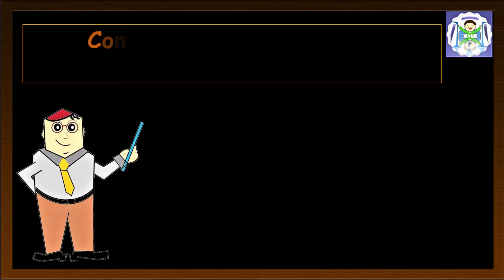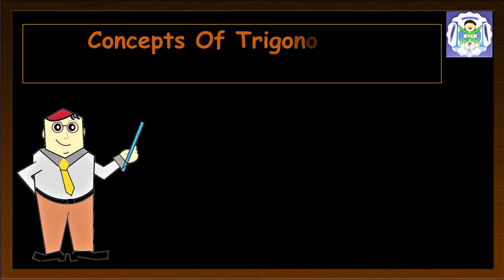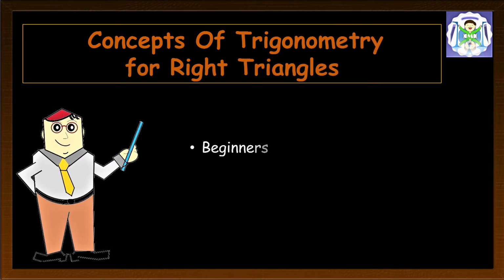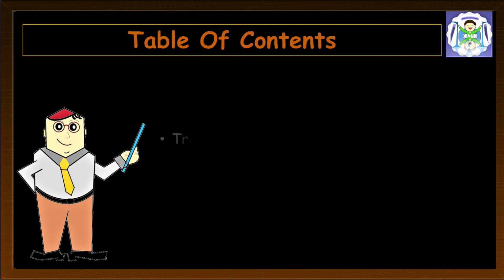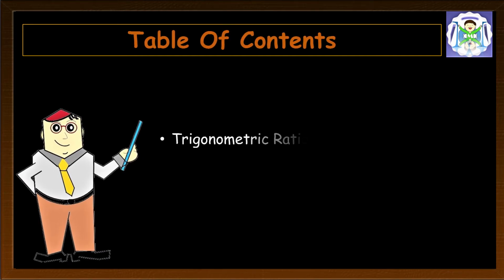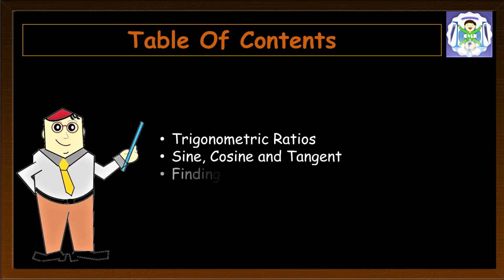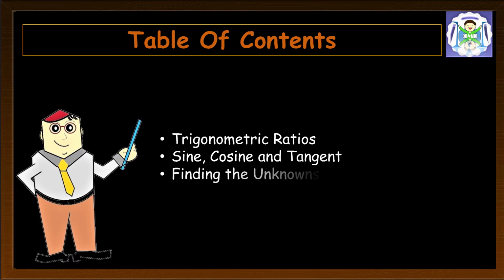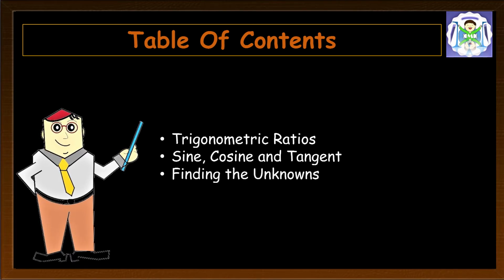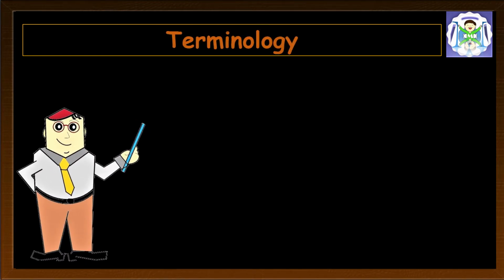So in this video, we are going to talk about the basics of trigonometry for right angle triangles. This video is useful for those who are beginners or those who are preparing for some competitive exams and want to brush up their knowledge. In this lesson, you will learn how to write the trigonometric ratios sine, cosine, tangent for right triangles, and also how to use trigonometric ratios to find unknown angles or side measurements. So now let's talk about the terminology.